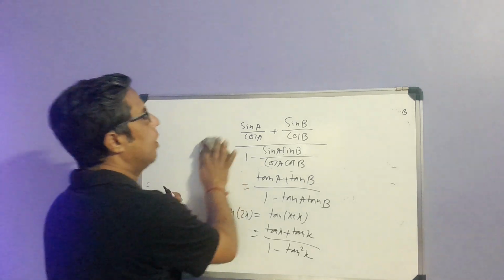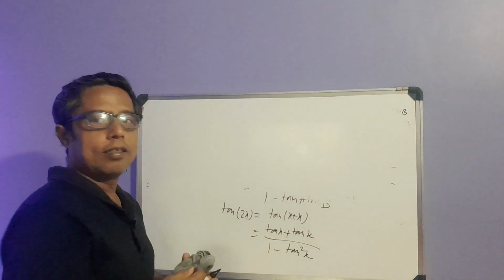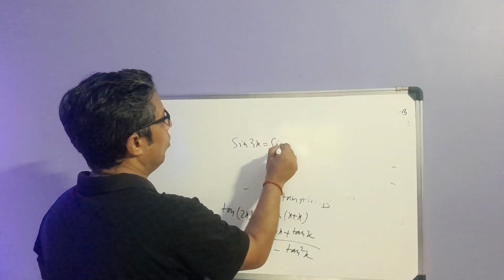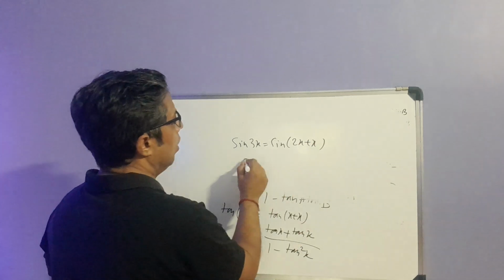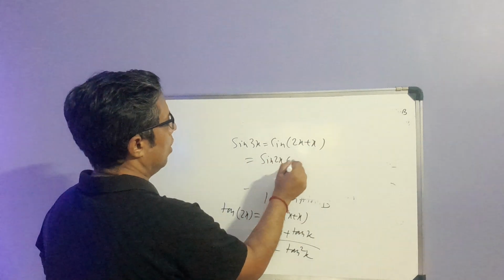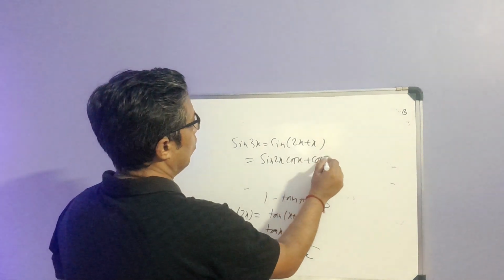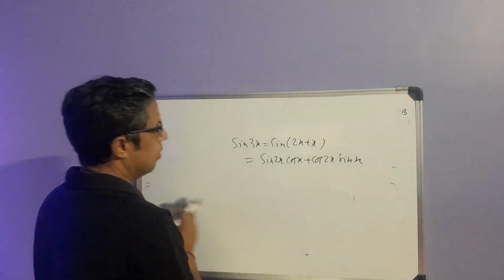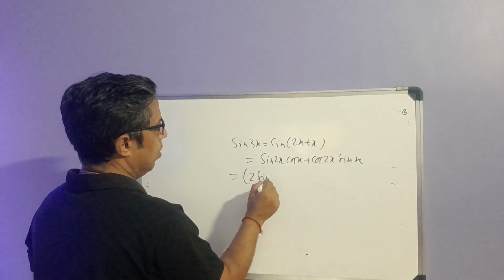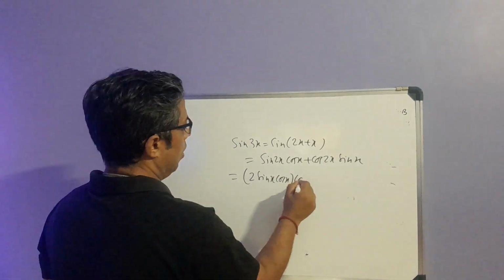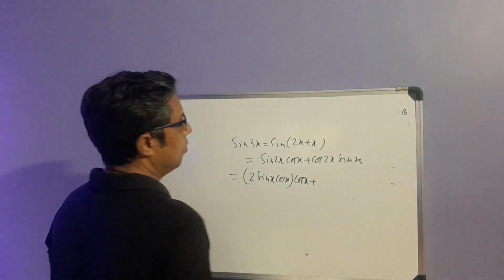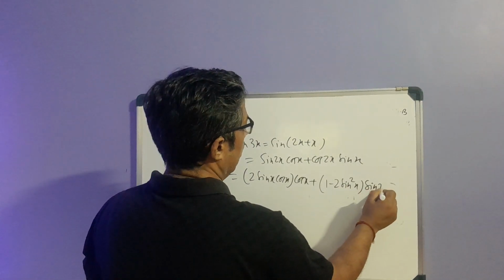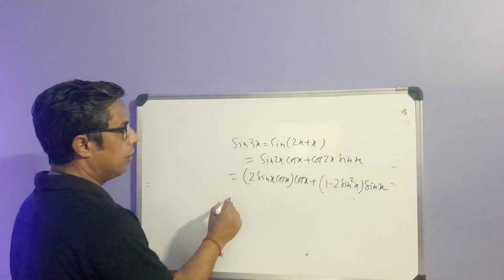Okay, now if you want to get the formula of sine 3x, sine 3x means sine of 2x plus x, which means sine of 2x cos x plus cos of 2x sin x. Now we know the value of sine 2x, it will be 2 sin x cos x, then cos x, and here cos 2x means 1 minus 2 sin square x, into sin x. Now this way you can go deeper, right?